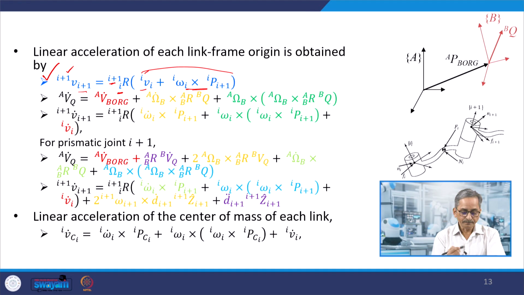I can directly take the derivative of this equation, one way of doing the acceleration. So what am I getting when I take the derivative of this one? It is this term which I am getting. Then I take the derivative of this one, so I have this derivative cross this term, and then I will have one omega cross term, that is omega i cross omega i cross p i plus 1 in the ith frame.